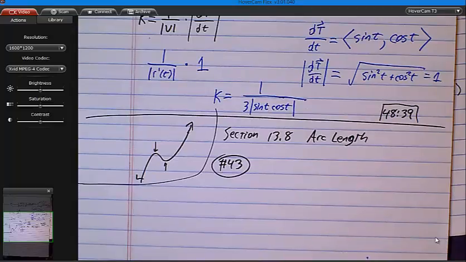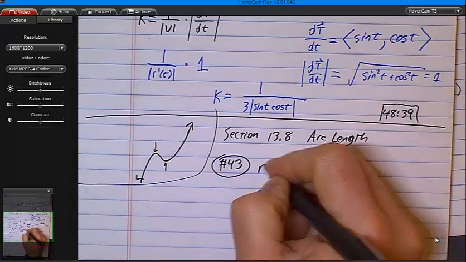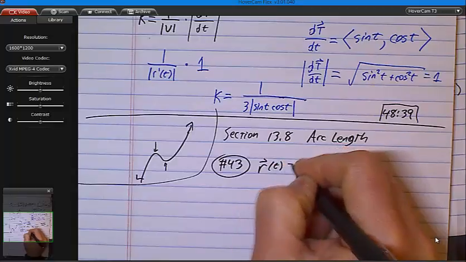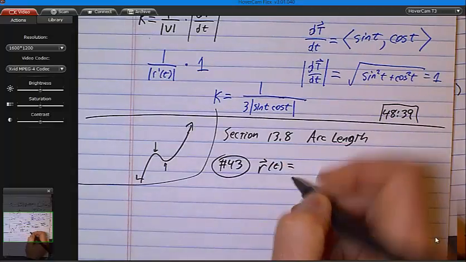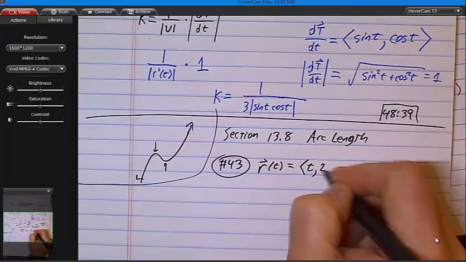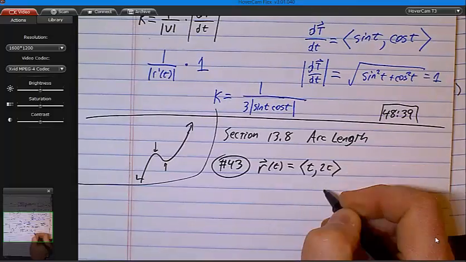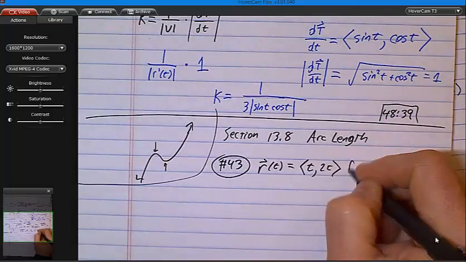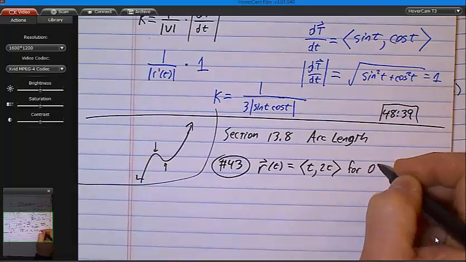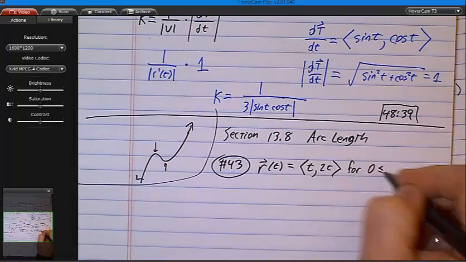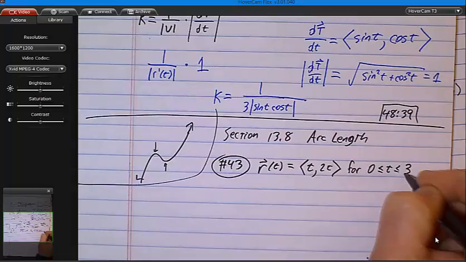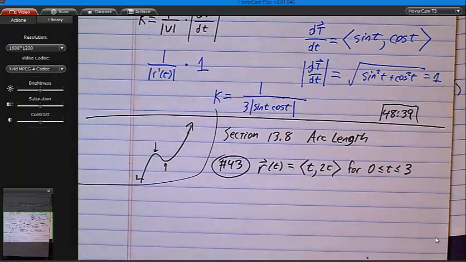Oh, okay. So it just says r of t is equal to the vector t comma 2t for 0 less than or equal to t less than or equal to 3, right? Determine whether this curve uses arc length as a parameter, and if not, find a description that will use arc length as a parameter, all right?